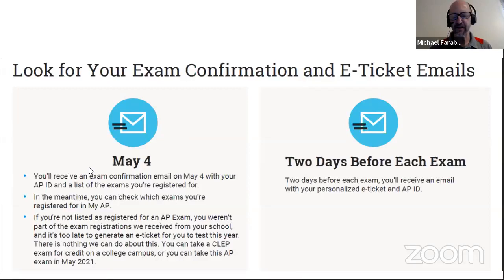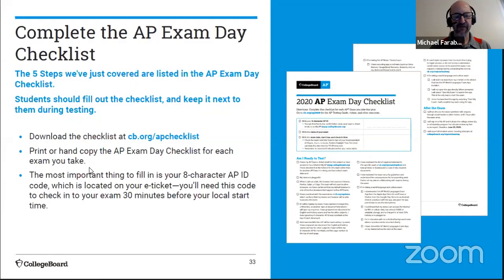You can log into My AP. And if you need the checklist, you can go to cb.org/AP checklist and download that. And that gives you lots of information to summarize preparation.